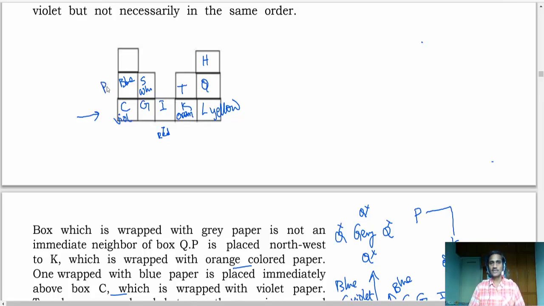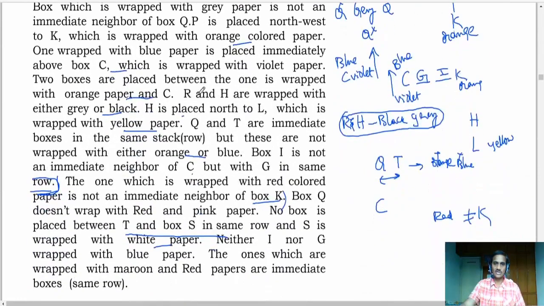P, R. Now R should not be here. Why should it not be here? We said R is grey or black. Here it is blue, so R is here. If R is here, P is here. And now this blue is to the northwest of K. Clear? Blue, violet, white, so the colors are done. Now red is not adjacent to K, they said. Red is not adjacent to K.